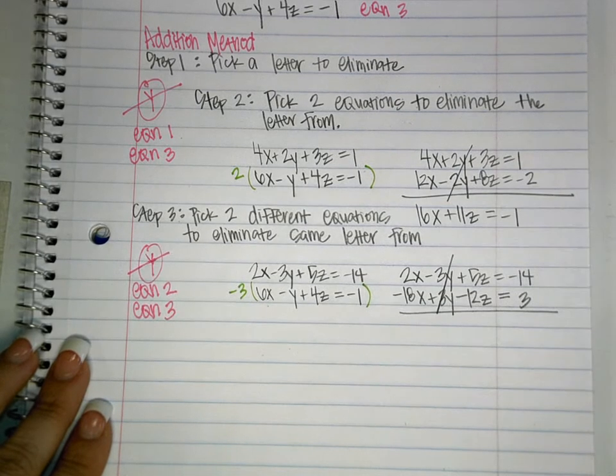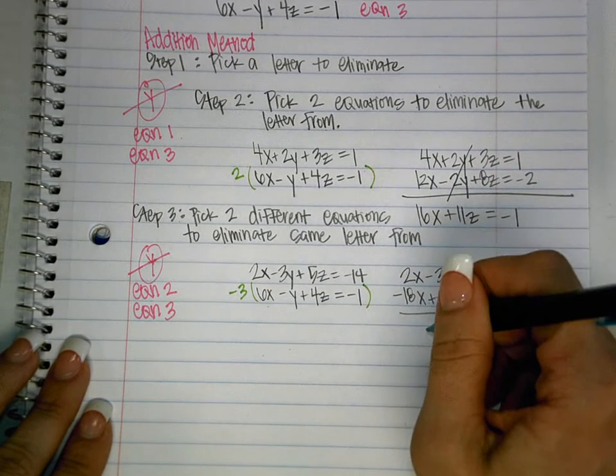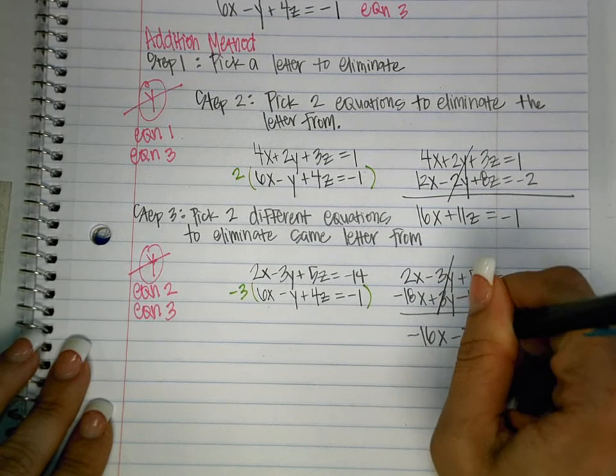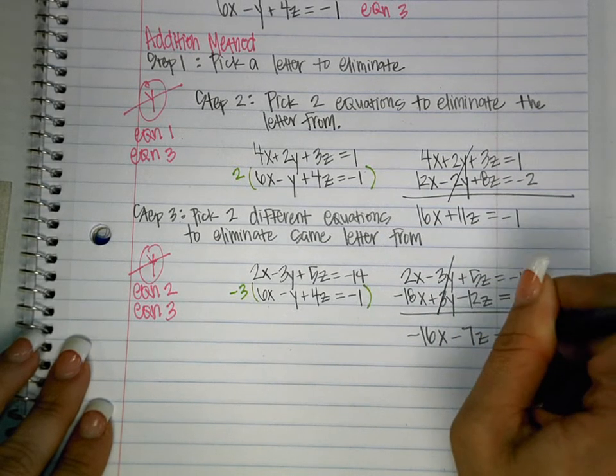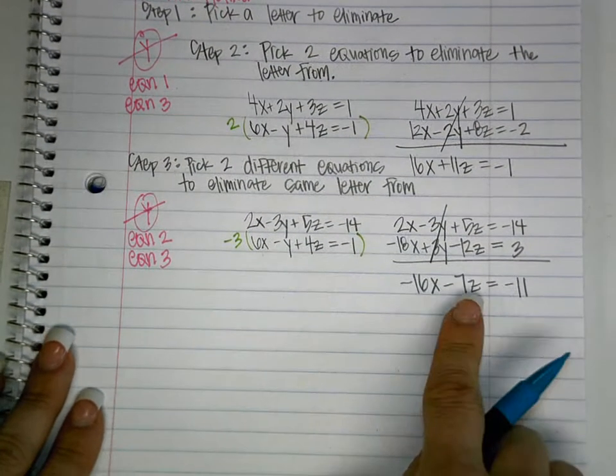Add them together so the y's will cancel out. 2x minus 18x gives you negative 16x. Combine these together, minus 7z equals negative 11. So now I've created another equation here.